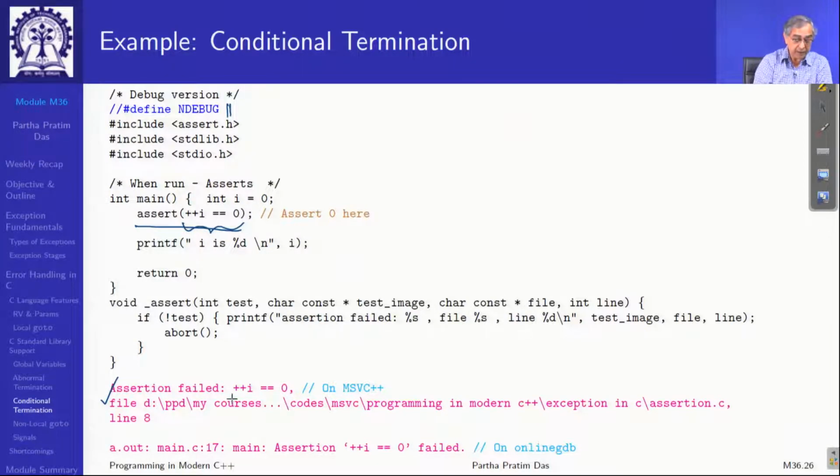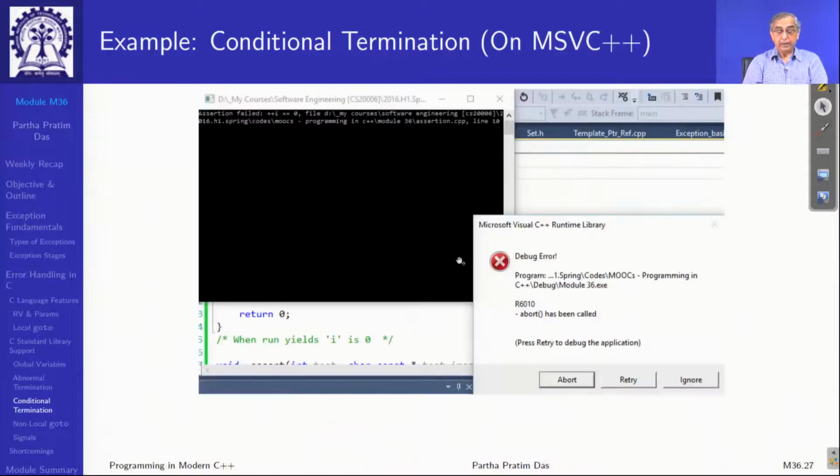So, assertion failed because here I was 0 and I do plus plus I, so I became 1. So, it is not equal to 0. It has failed, and it gives the file name, the line number, all of which I can easily print. This is from Microsoft Visual C++. This is a simple output from online GDB. You can check what kind of output you get on your compiler. Now, the advantage of this assert is that you can check conditions at different places. This is how the Visual Studio screen looks after the assertion has failed.